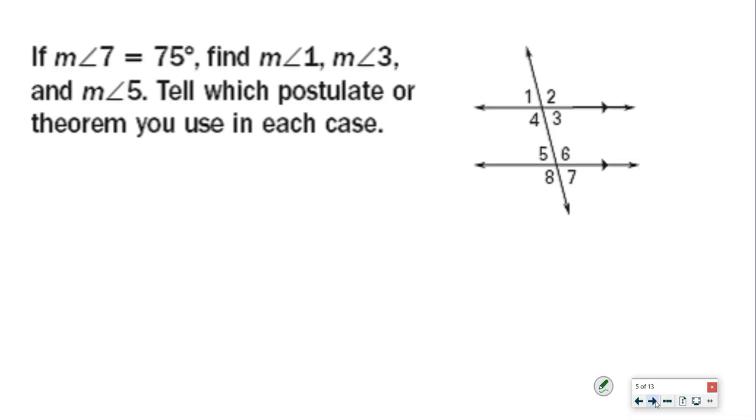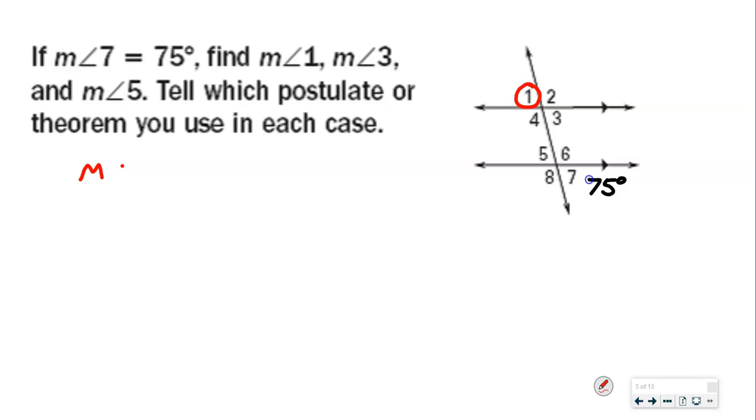So we're told that angle 7 is 75 degrees. We need to find 1, 3, and 5. So let's look at angle 1 and look at its relationship to angle 7. They would be alternate exterior angles with one another. Outside the parallel lines, opposite sides of the transversal.